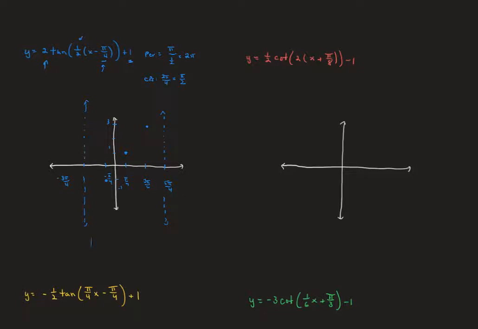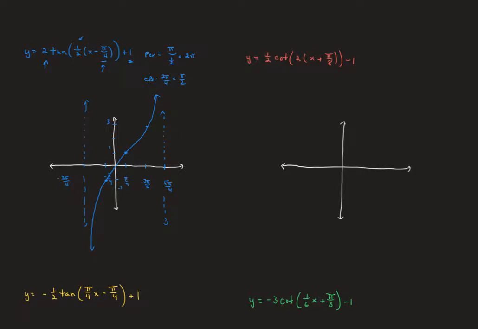And this is going to rise from left to right. So I'm going to connect this with a smooth curve. And there is our tangent. Now let's move our attention to the cotangent.